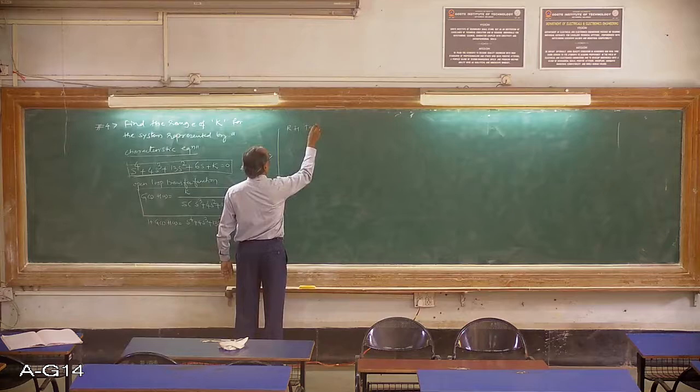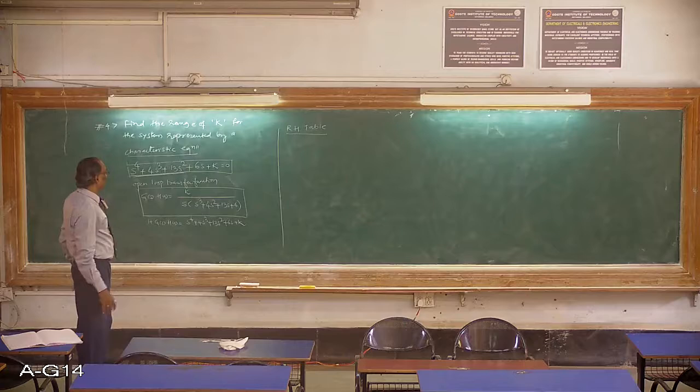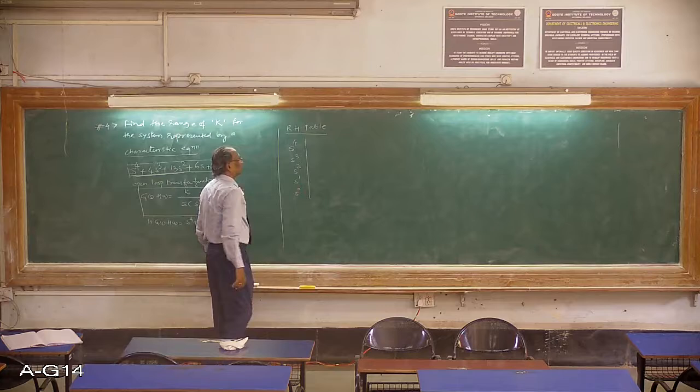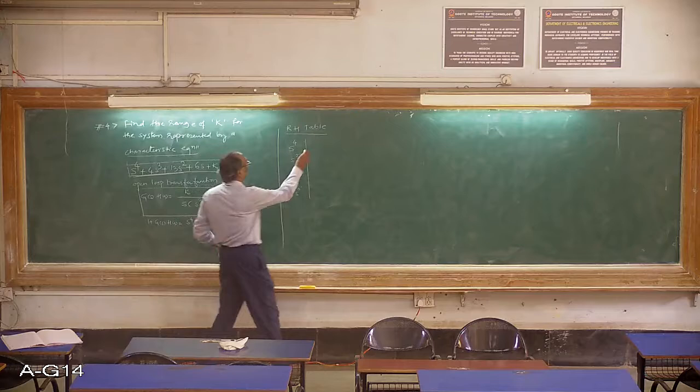Now we can go for the RH table. To plot the RH table, take the characteristic equation. The highest power of S term is S raised to 4, then S raised to 3, S squared, S raised to 1, S raised to 0. Now write the coefficients of S raised to 4: 1, 13, K. Then 1, 13, K, and the constant term is K.